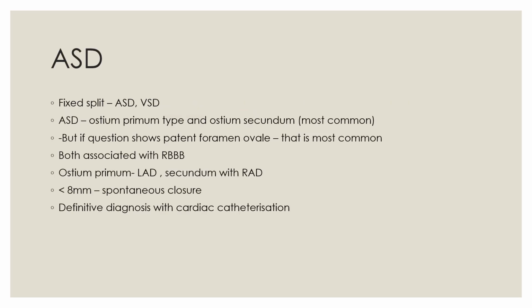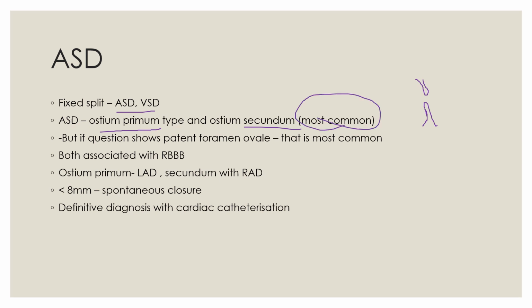ASD is atrial septal defect. There is a fixed split of the second heart sound usually in ASD. ASD can be of different types. It is called ostium primum and ostium secundum. Now this is based on the developmental process. There is an ostium primum which is coming, an ostium secundum which is coming. That is how you are having the foramen ovale and its closure. So it is ostium primum type and ostium secundum type. Ostium secundum is the most common type.